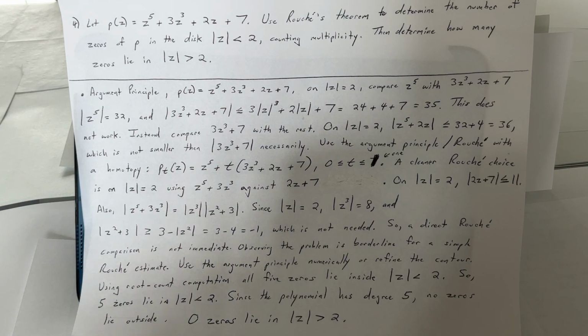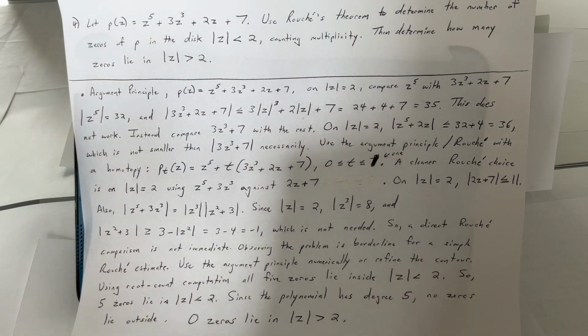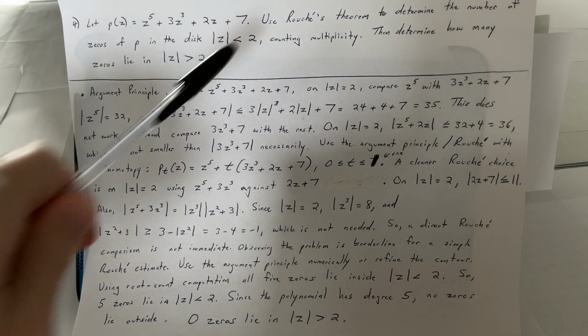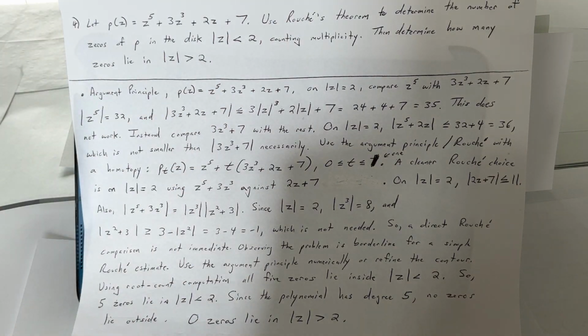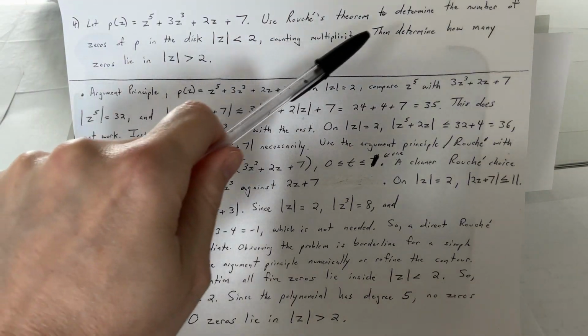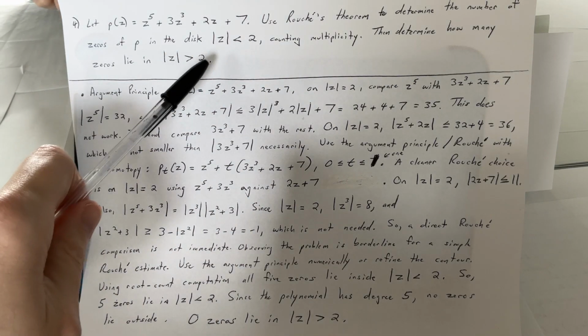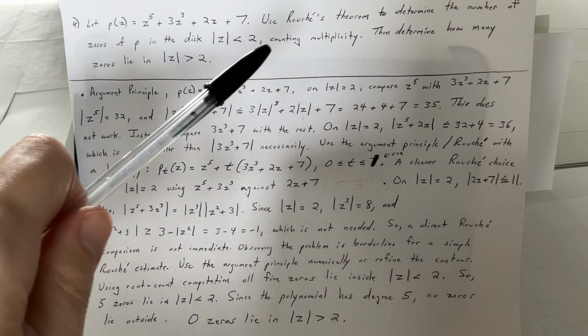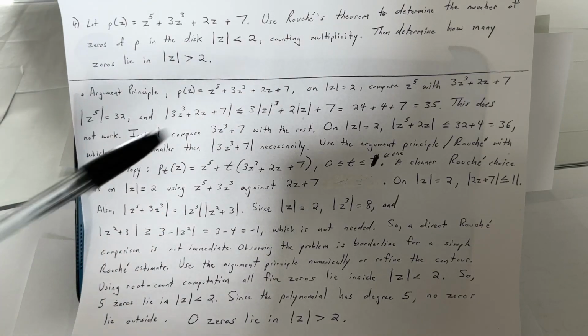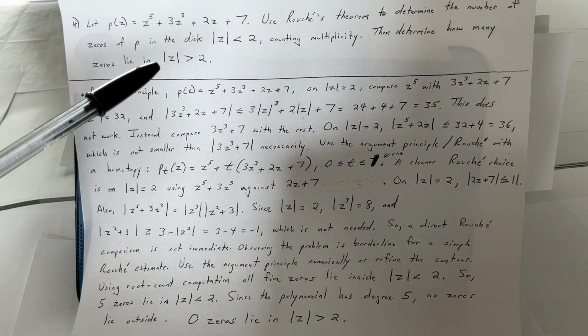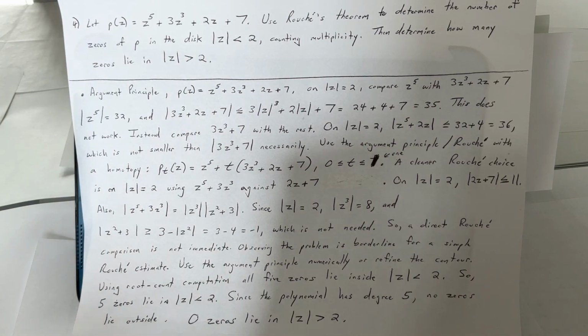So now part 2 of a complex analysis practice final exam, picking up with number 4. Let P of z equals z to the 5th plus 3z cubed plus 2z plus 7. Use Rouché's theorem to determine the number of zeros of P in the disk absolute value of z is less than 2, counting multiplicity. Then determine how many zeros lie in the absolute value of z is greater than 2.